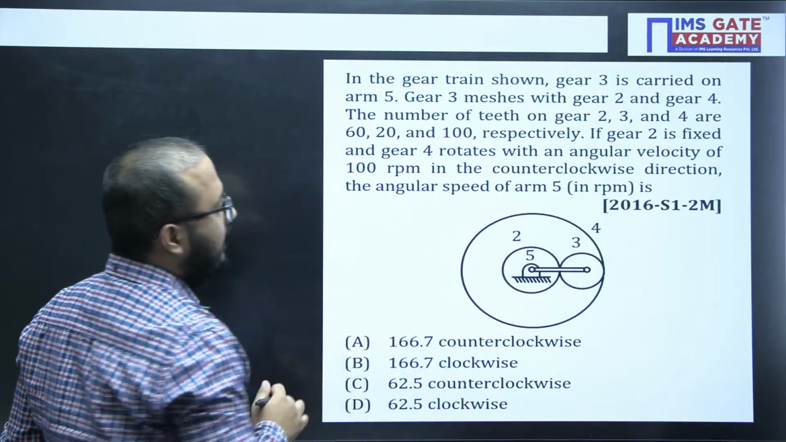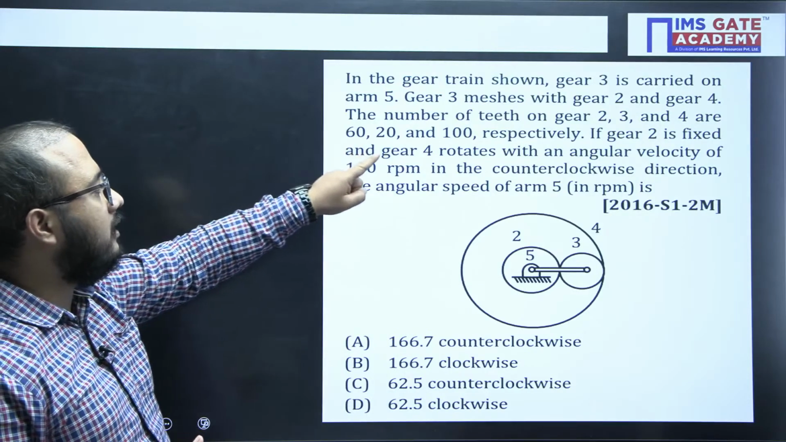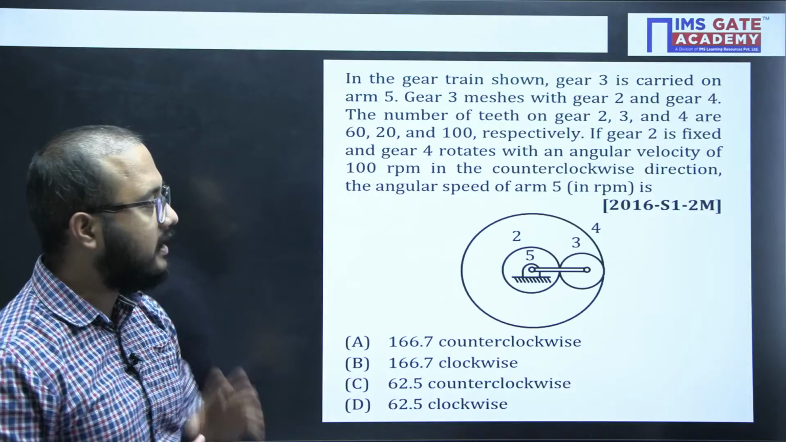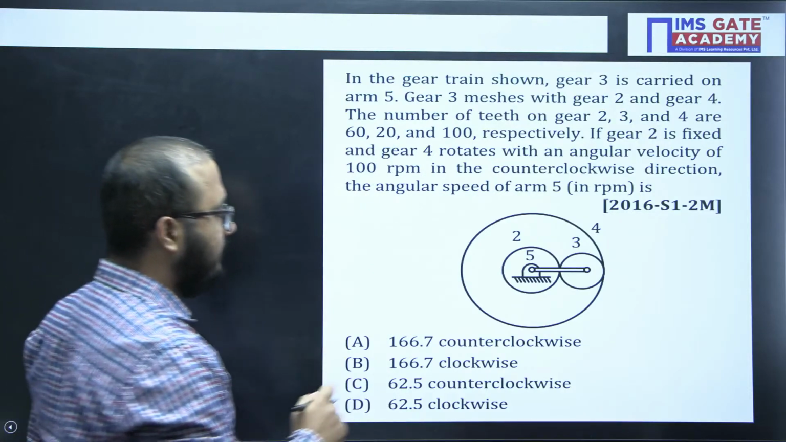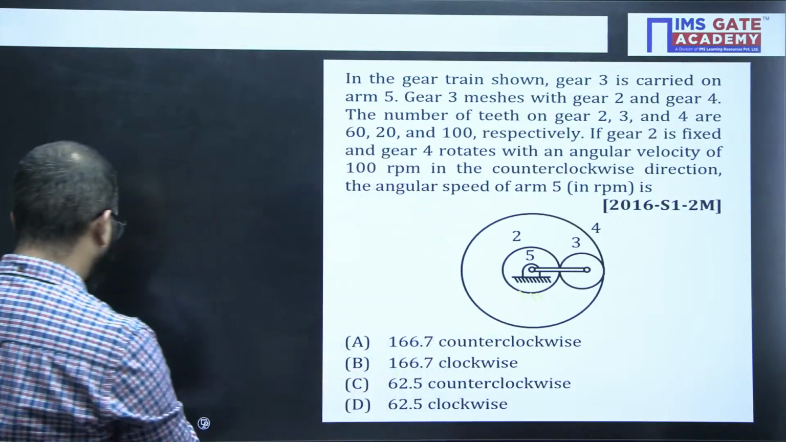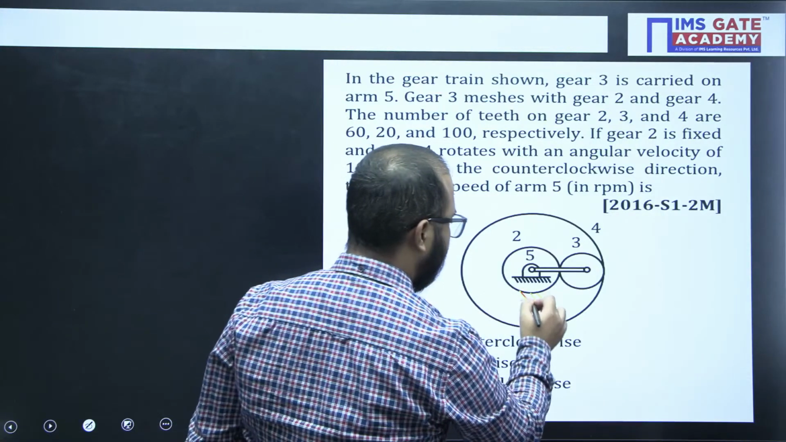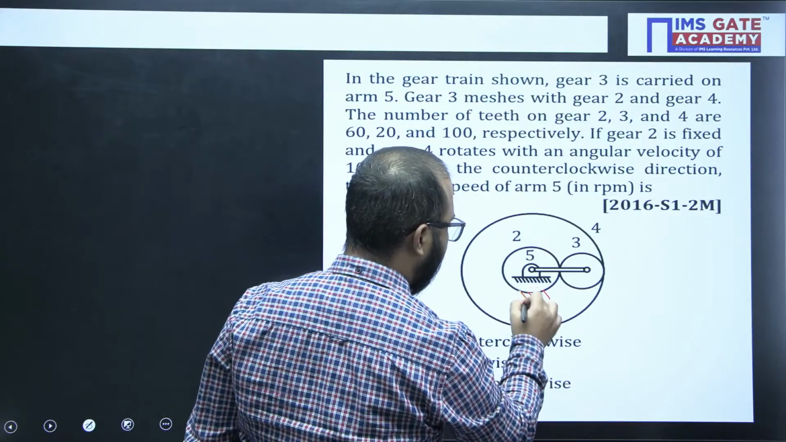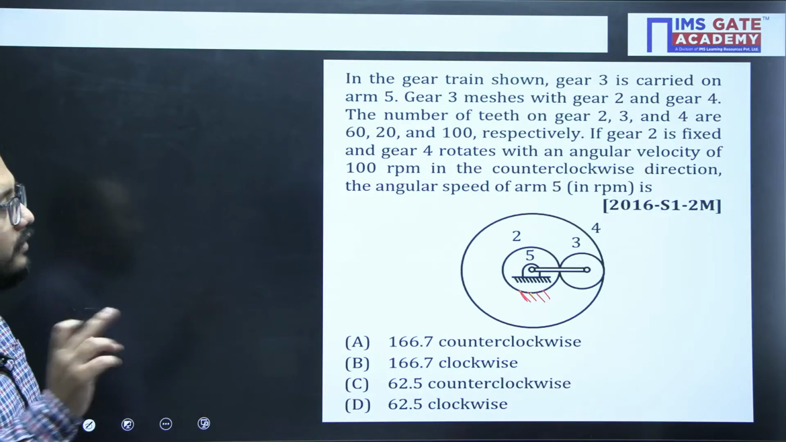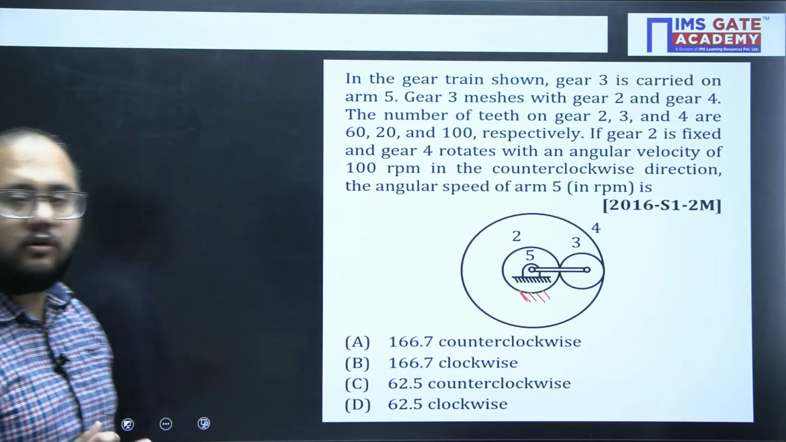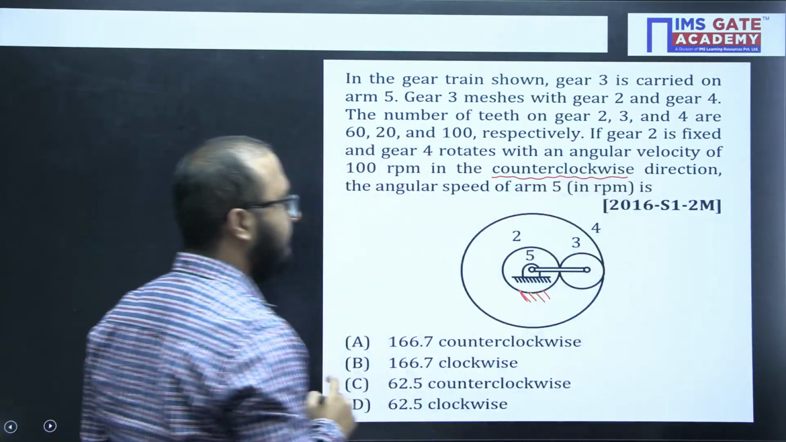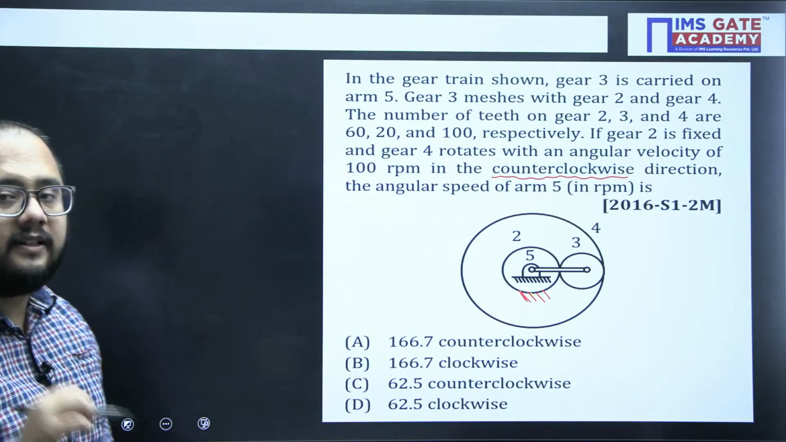The number of teeth on gears 2, 3, 4 are 60, 20 and 100 respectively. Gear 2 is fixed, they have told. Fine, we will consider gear 2 as fixed. So let us mention these lines here so that we can easily understand that gear 2 is fixed. Gear 4 rotates with angular velocity of 100 rpm in counterclockwise. Accordingly, you should mention the sign. Angular speed of arm they are asking.